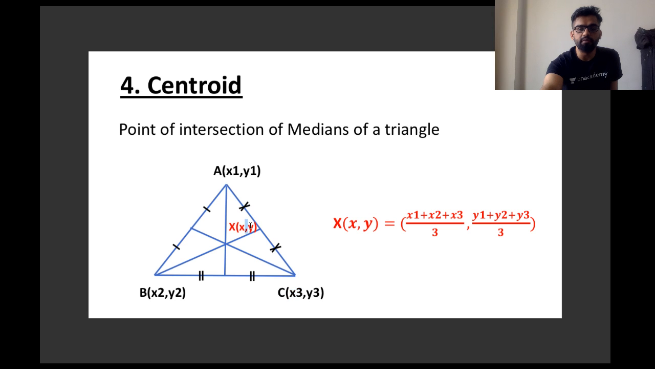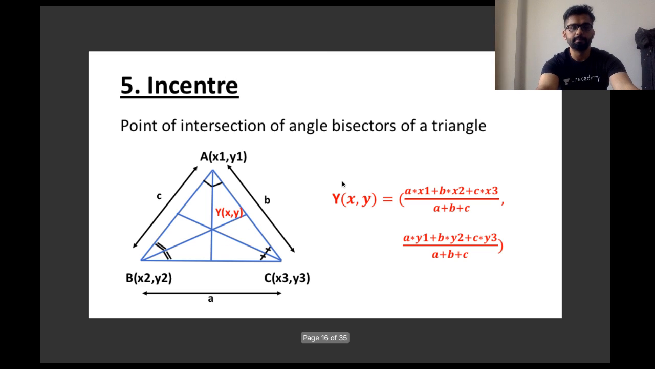This ordinate y will be equal to y1, that is ordinate of vertex A, plus y2, ordinate of vertex B, plus y3, ordinate of vertex C. Add them all, divide by 3. This is what the coordinates of centroid look like.